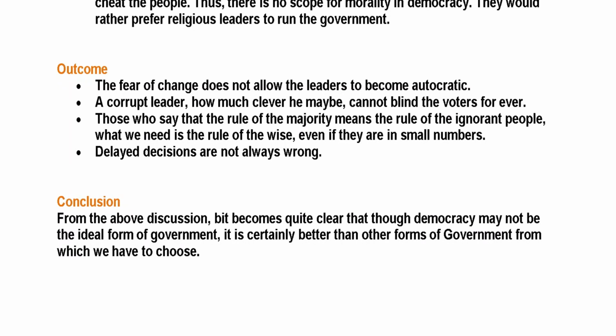Last heading, it is conclusion. From the above discussion, it becomes quite clear that though democracy may not be the ideal form of government, it is certainly better than other forms of government from which we have to choose.